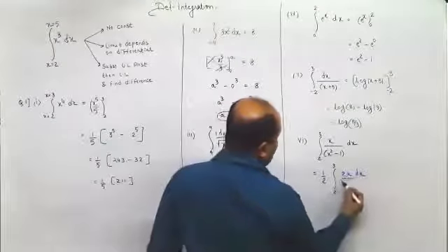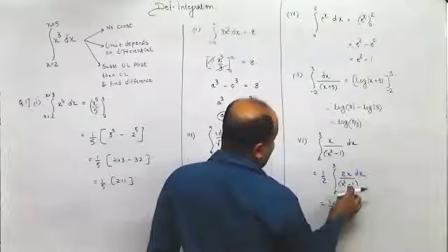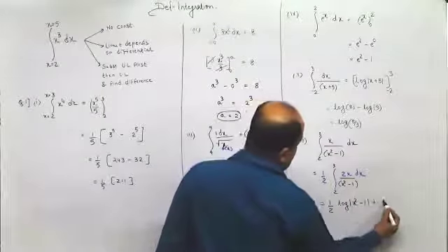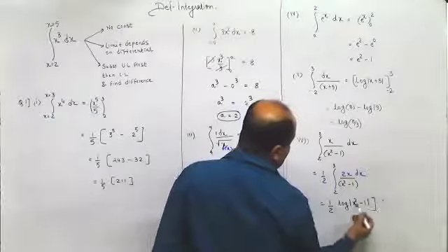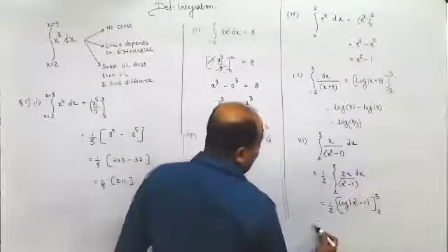So I would be getting here 2 to 3. This is x square minus 1. Now that would give me 1 upon 2 and then log of denominator. Here, this would be 2 and 3. Since this is definite integration, you won't get a constant here.